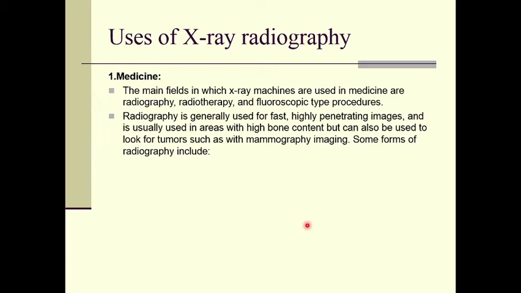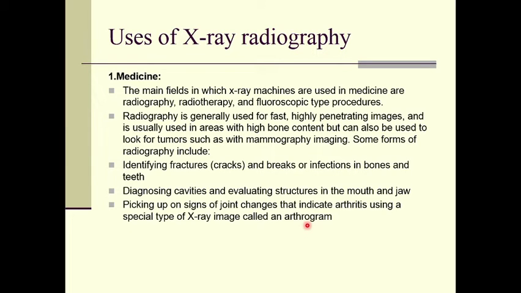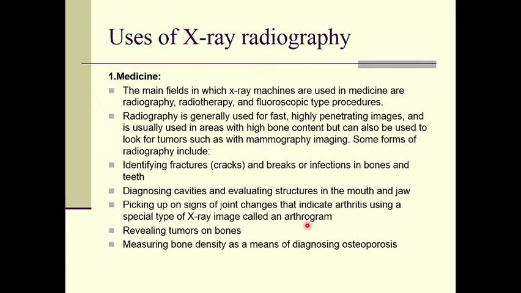Some forms of radiography also include identifying fractures or cracks or breaks or infections in bones or teeth, diagnosing cavities and evaluating structures in the mouth and jaws, picking up on signs of joint changes that indicate arthritis using a special type of X-ray image called an arthrogram, revealing tumors on bones, measuring bone density as a means of diagnosing osteoporosis, finding evidence of pneumonia, tuberculosis or lung cancer in chest X-rays, right?